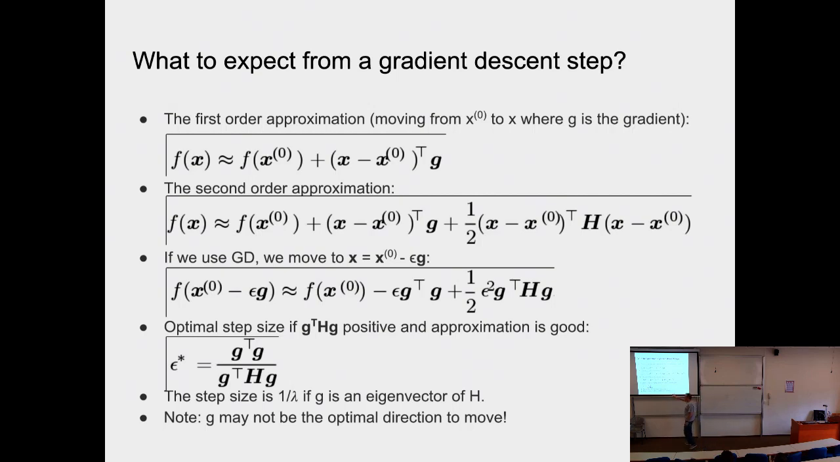And we should remember that G may not be the optimal direction to move. I'm just giving this as an example. So we can ask ourselves, if I'm going to move in the direction G, what's the ideal step size? But I could have also asked myself, what is the ideal direction to move if I just want to get the biggest decrease in F, right? And the answer could be some other direction than G.